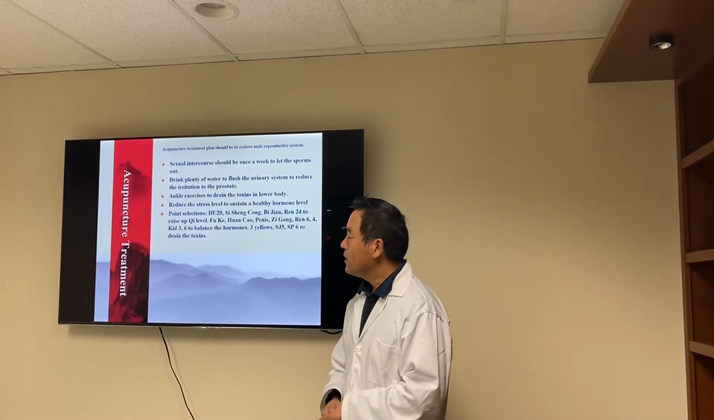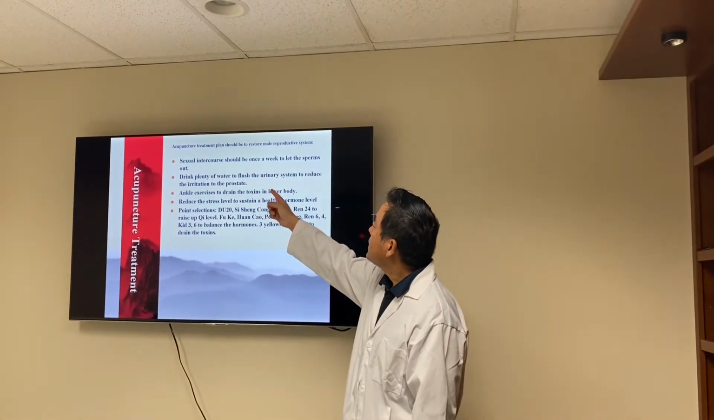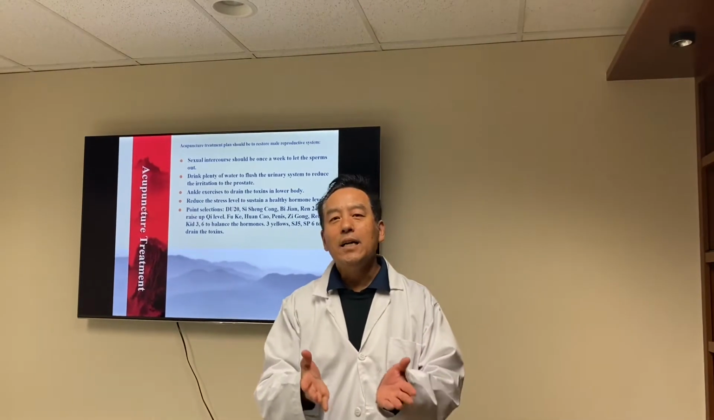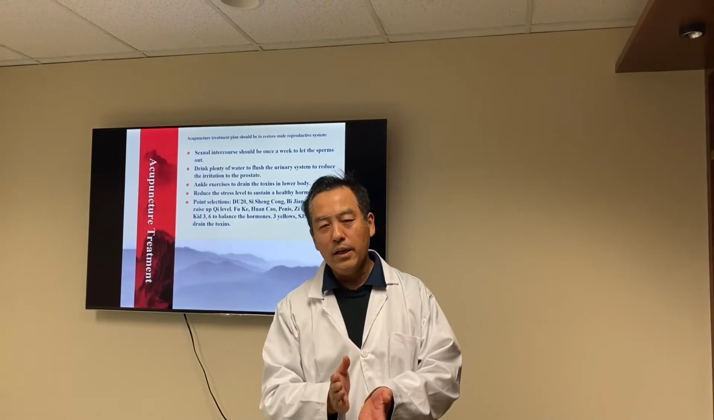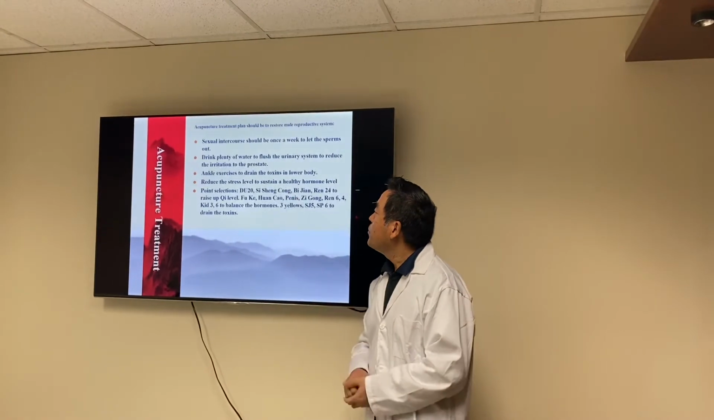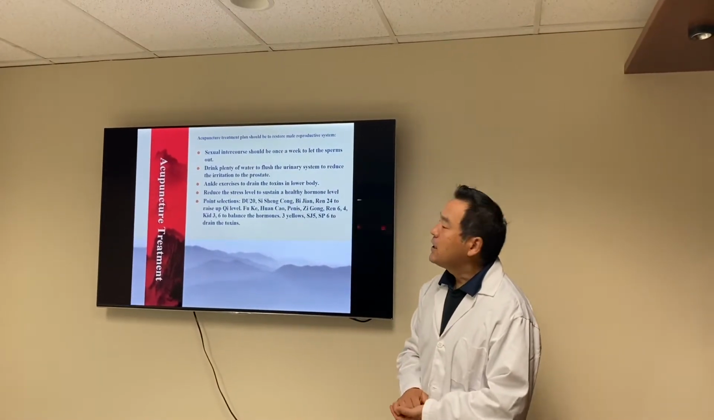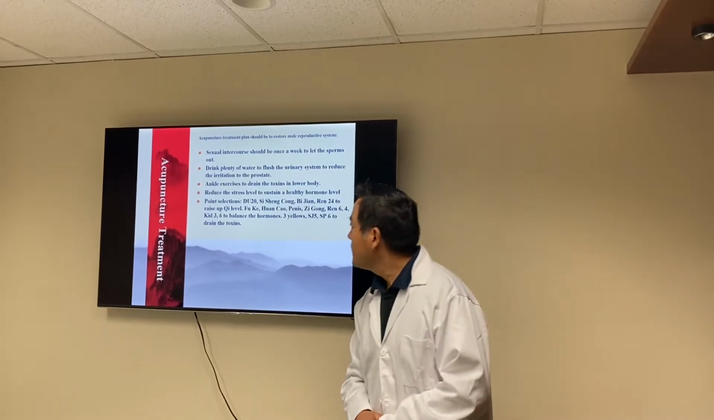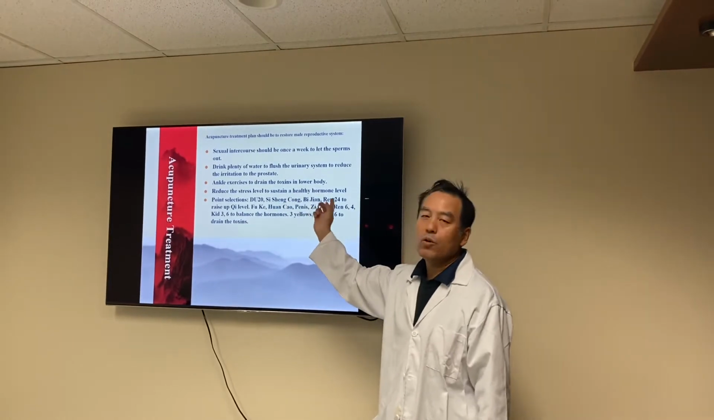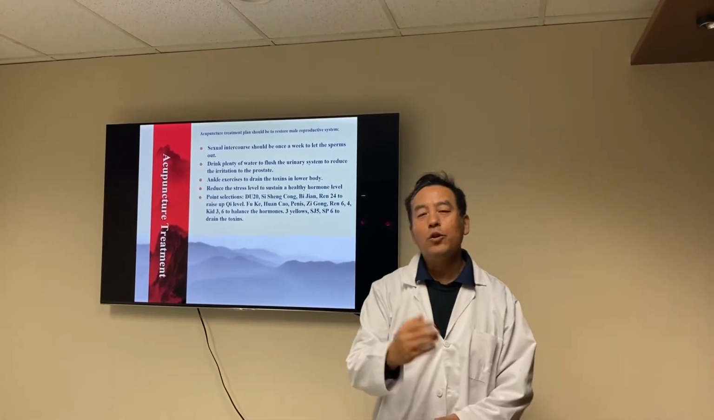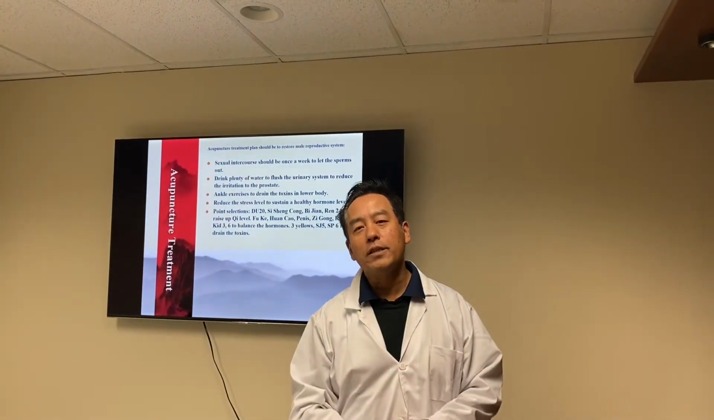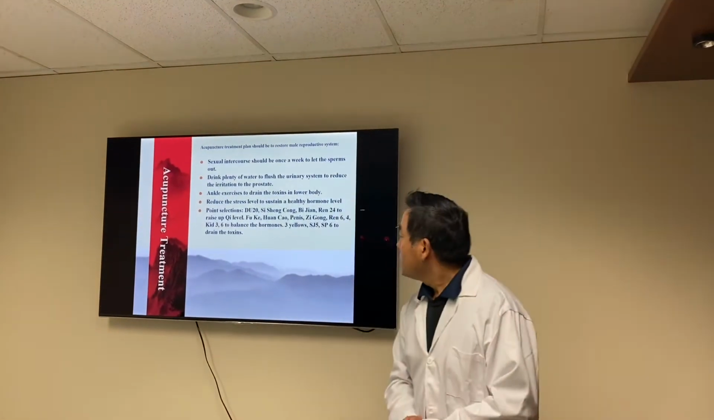Number one, have sexual intercourse once a week to let the sperm out. When sperm is retained in the testicles and prostate area, it can cause a lot of issues. Number two, drink plenty of water to flush the urinary system and reduce the irritation to the prostate. Number three, do the ankle exercise to drain the toxins in the lower body. If you don't know it, go to my Mini Health Talk channel to find the ankle exercise, how to drain the toxins in the lower part of your body or your patient's body.